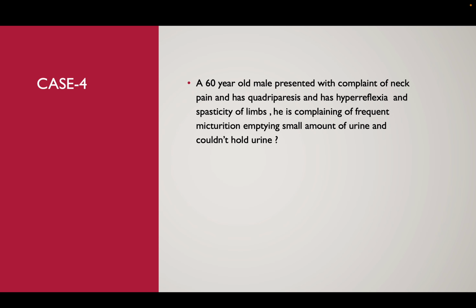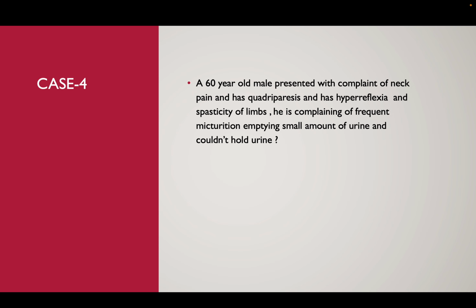Let's say the lesion is at C5 C6. You will have absent biceps reflex, but triceps, knee reflex and ankle reflex will all be exaggerated, because the C5 C6 nerve roots are already coming out. That's why those will be absent. Below that there will always be hyperreflexia. Spasticity will also be there. Upper motor neuron kind of lesions will be below the lesion, and he is also complaining of frequent micturition.